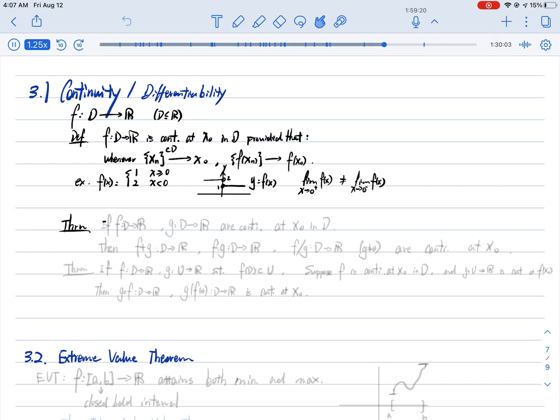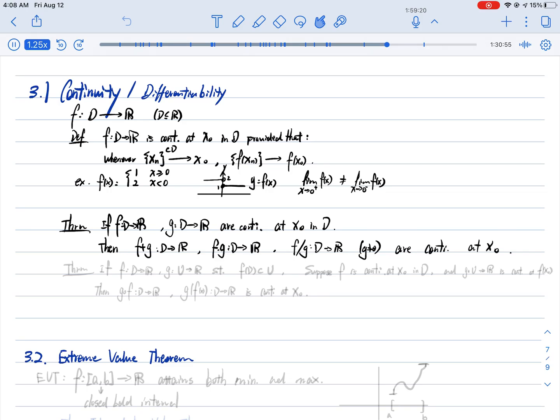Namely, if we name them f and g, and they are continuous at some point x0 in D, then f plus g, at the same domain and same codomain, and f times g, at the same domain and codomain, and f over g, where g has to be not equal to 0, are all continuous at x0.